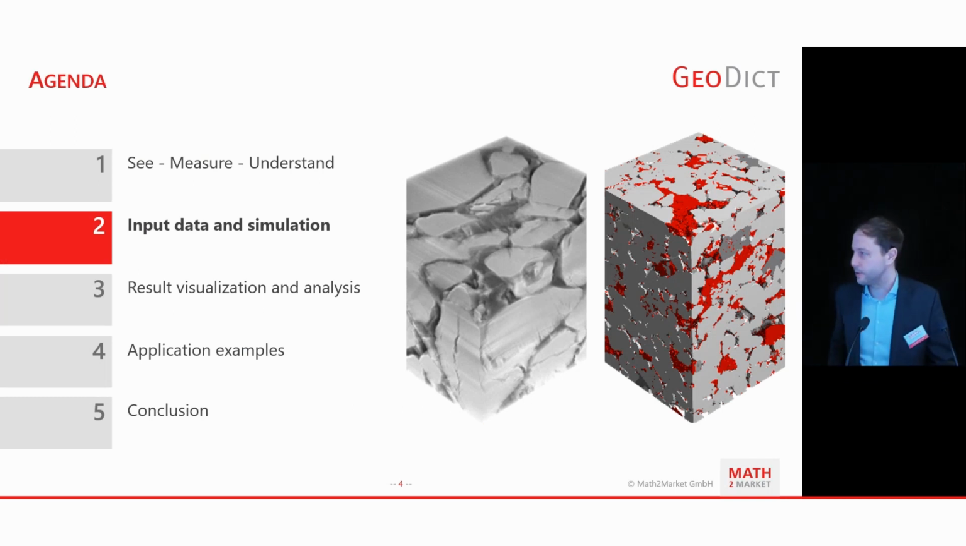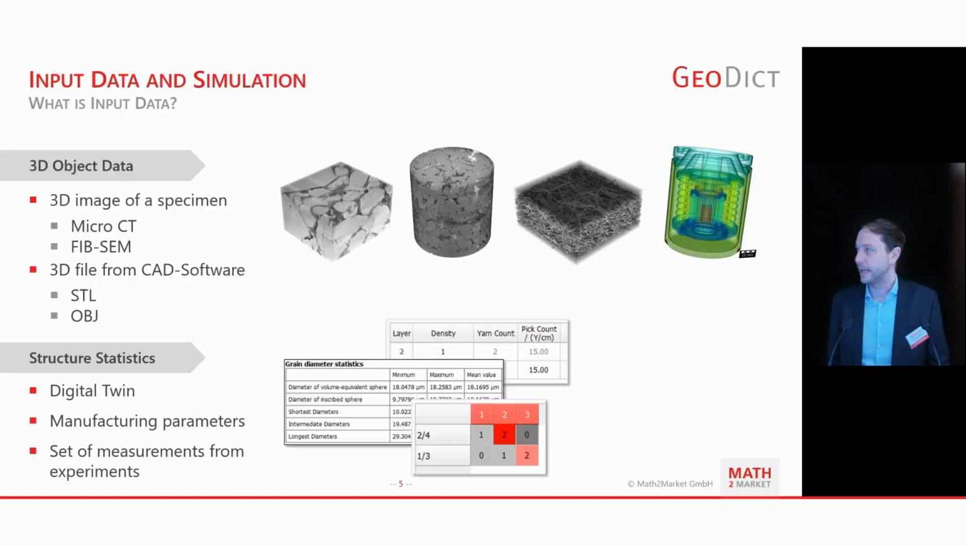Well, my talk is titled From Data to Insights, but what exactly is data in this case? What is input data for GeoDict? Basically, there are 2 main options. Either you have 3D object data ready, or you have some statistics about your material. In the case of 3D object data, here comes in mind some 3D imaging from micro-CTs or a 3D file from your CAD software. And you would then import this data to generate a 3D structure to work on later.